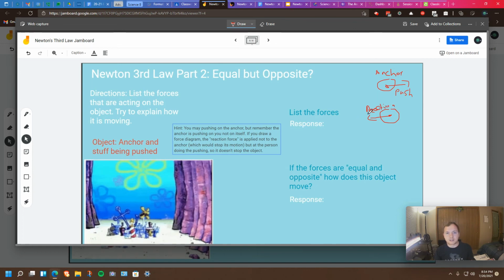Right, so the reaction force is on a different object. So the action force is on one object, the reaction force is on another, and that's how we actually get movement. If it were on the same, like if the anchor applied a force on itself, then yeah, there wouldn't be any motion. But the anchor doesn't push back on itself; it pushes back on the human. That's why you can feel the weight of something when you push it. So I hope that makes sense.